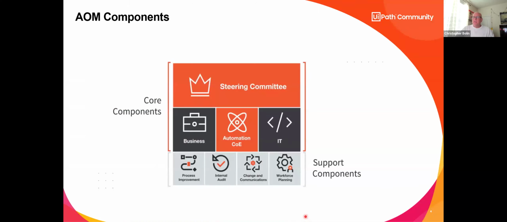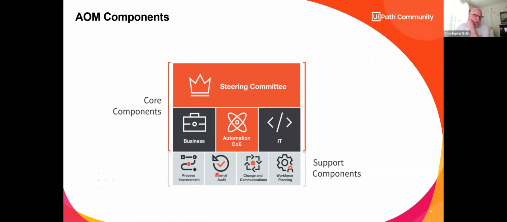So today we're going to talk about the components of an automation operating model. As a project manager, you're part of the components, and operating within those components, I should say, managing automation journeys. So the core components of an automation operating model are the steering committee, the business, obviously, an automation COE, and your IT team. And then the supporting components, there are 8 total components, are process improvement, internal audit, change in communications, which are very broad terms in my world, and workforce planning.